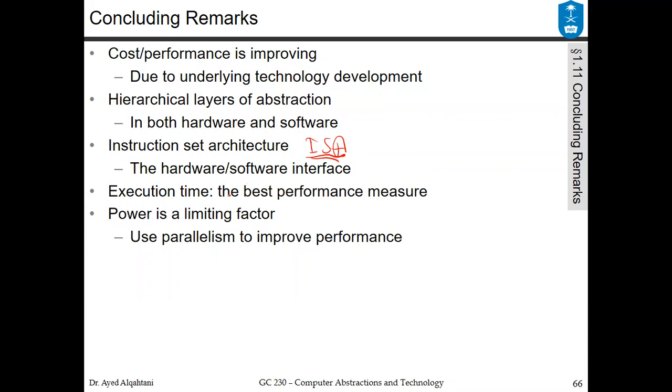The execution time, this is the best performance measurement. And we say that the execution time is equal to the instruction count times the CPI times the CCT. Once you get the execution time, 1 over the execution time is actually the performance. The power also is a limiting factor. And because of that, we use parallelism to improve the performance, meaning we are moving from the execution time to the throughput.